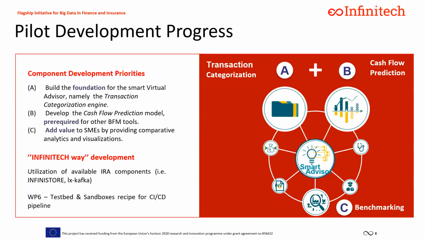Now, moving on to the components we have developed. First, we started with the foundation of our pilot, where we have our transaction categorization component. Then we moved on to the cash flow prediction model, where we are utilizing the categories produced by the previous component. And then the last component we already tested is the benchmarking component. Of course, as I mentioned before, we have utilized the Infinistore and LinuxScale Kafka, and we have additional help to build the data pipelines, and we have the help of HP or GFT to set the testbed up and replicate all progress.